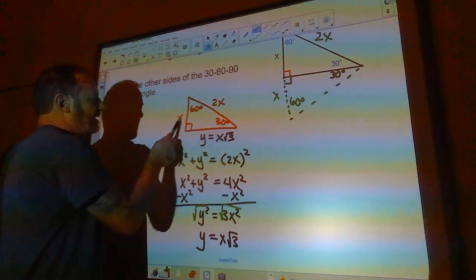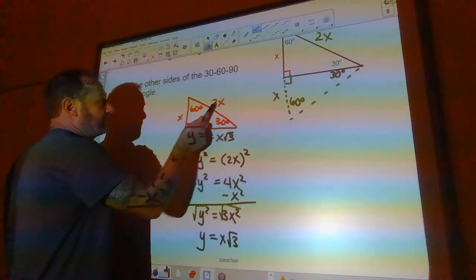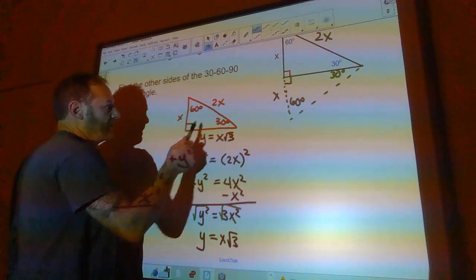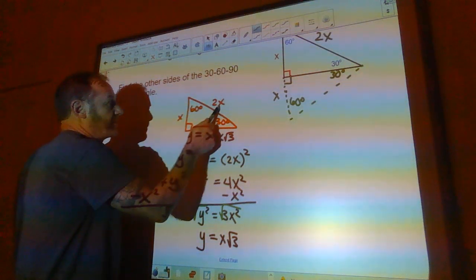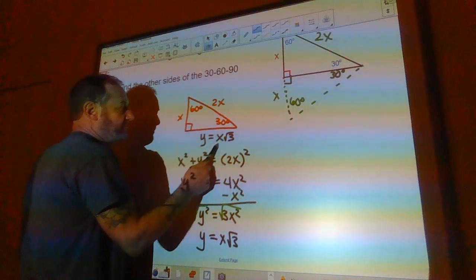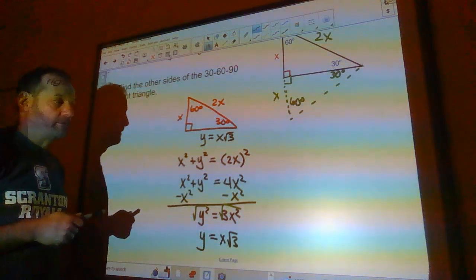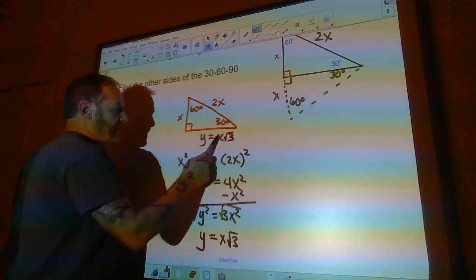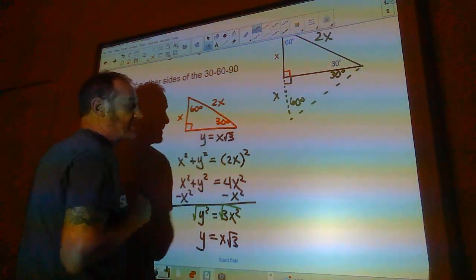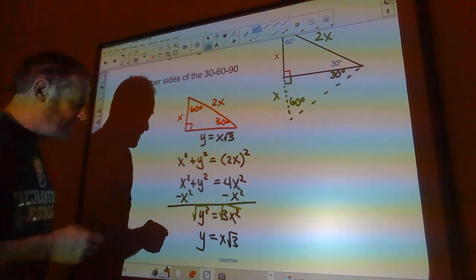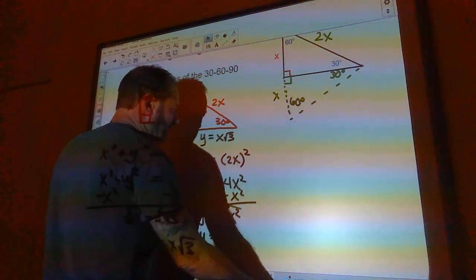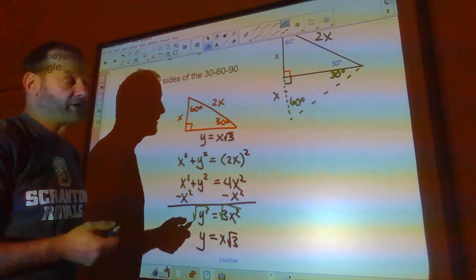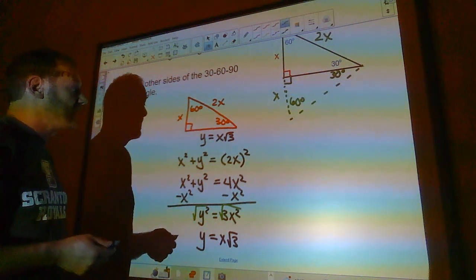So if I knew that this side was 5, this side would be 10, and this side would be 5 times the square root of 3. If this side was, say, 30, this side would be 15, this would be 15 times the square root of 3. If this was 8 times the square root of 3 on this side, then I would know this would be 8 and this would be 16. Again, the weird one is when this is something other than something times the square root of 3. For example, let's say it was 10.